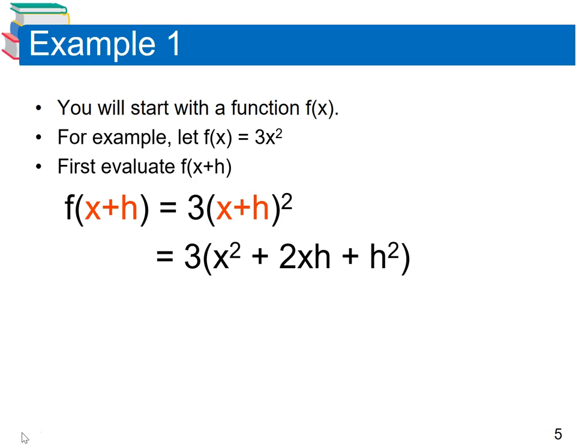Then I'm going to simplify it. X plus h, you need to FOIL that out. X plus h times x plus h. FOIL that out, and you get that answer. And then distribute the 3, and we get 3x squared plus 6xh plus 3h squared.